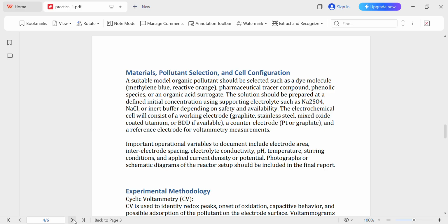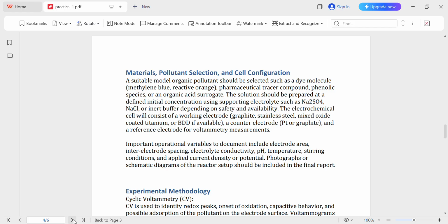And the next is that the electrochemical cell will consist of a working electrode: graphite, stainless steel, mixed oxide coated titanium, and boron-doped diamond if available. A counter electrode: platinum or graphite, and a reference electrode for the voltammetry measurement.